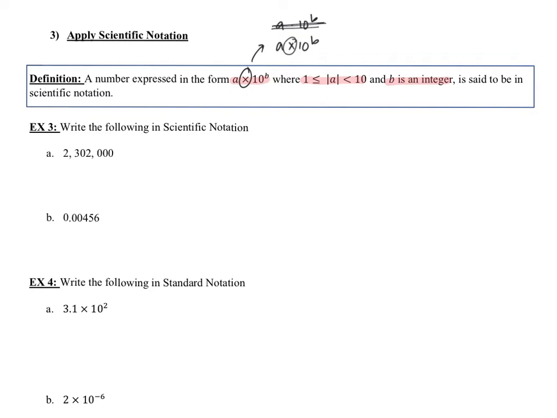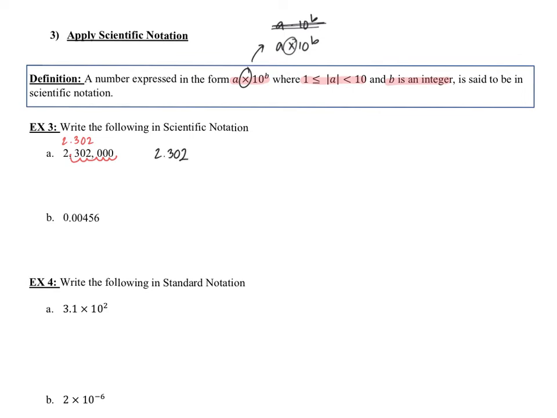So to do that, we're going to move the decimal as many times as needed until we succeed. So I'm going to keep moving my decimal over until I found a number, 2.302. That number is between 1 and 10. So I'll go ahead and write that number down, 2.302.